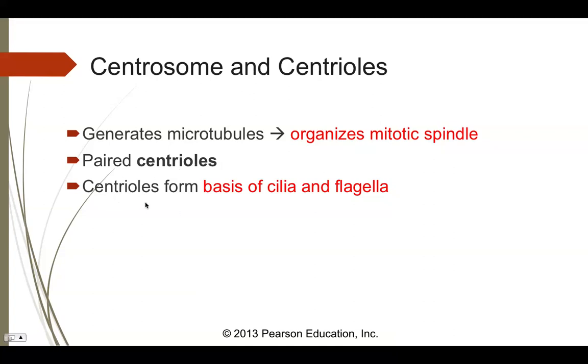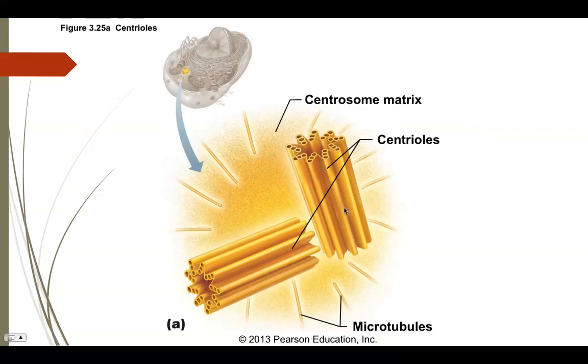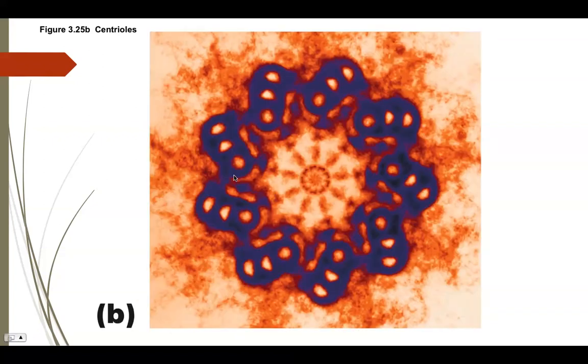And also there are centrioles that will form the basis of cilia and flagella, which are structures on the outer surface of certain cells. Here's showing you the centrioles with microtubules, and these are going to be involved with cell division. One goes to each pole of the cell, and that's where the spindle fibers will come out from to go attach to the duplicated chromosomes. And here's an electron photomicrograph. It's amazing. They've actually gotten photographs of these proteins.